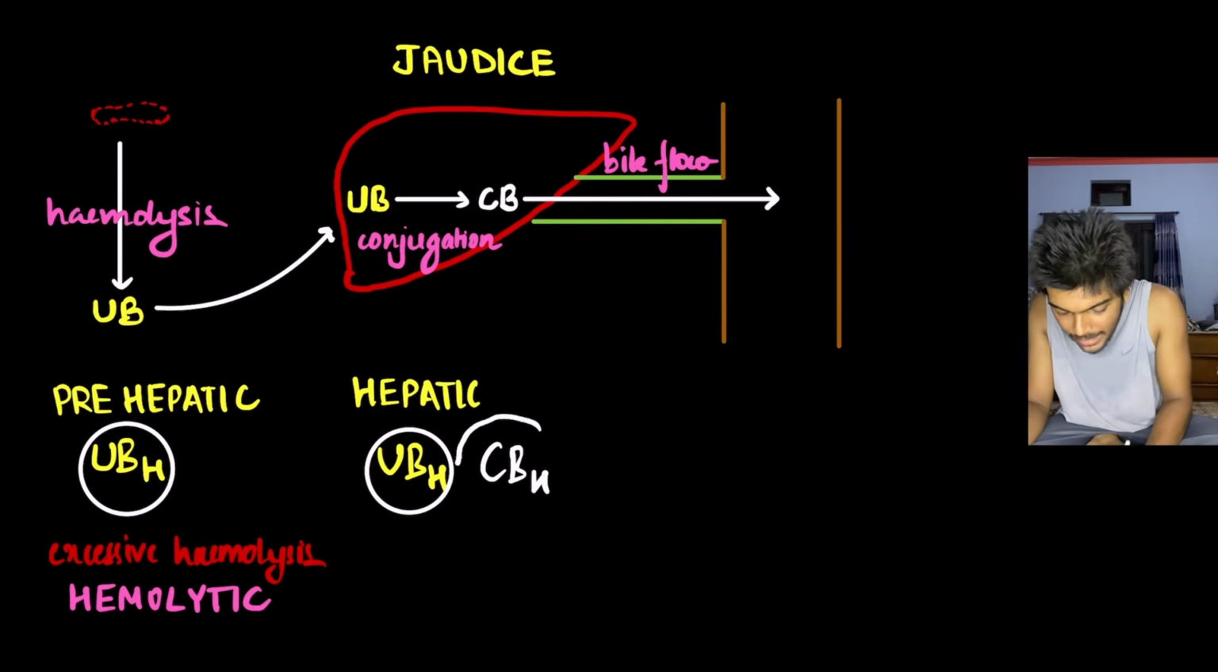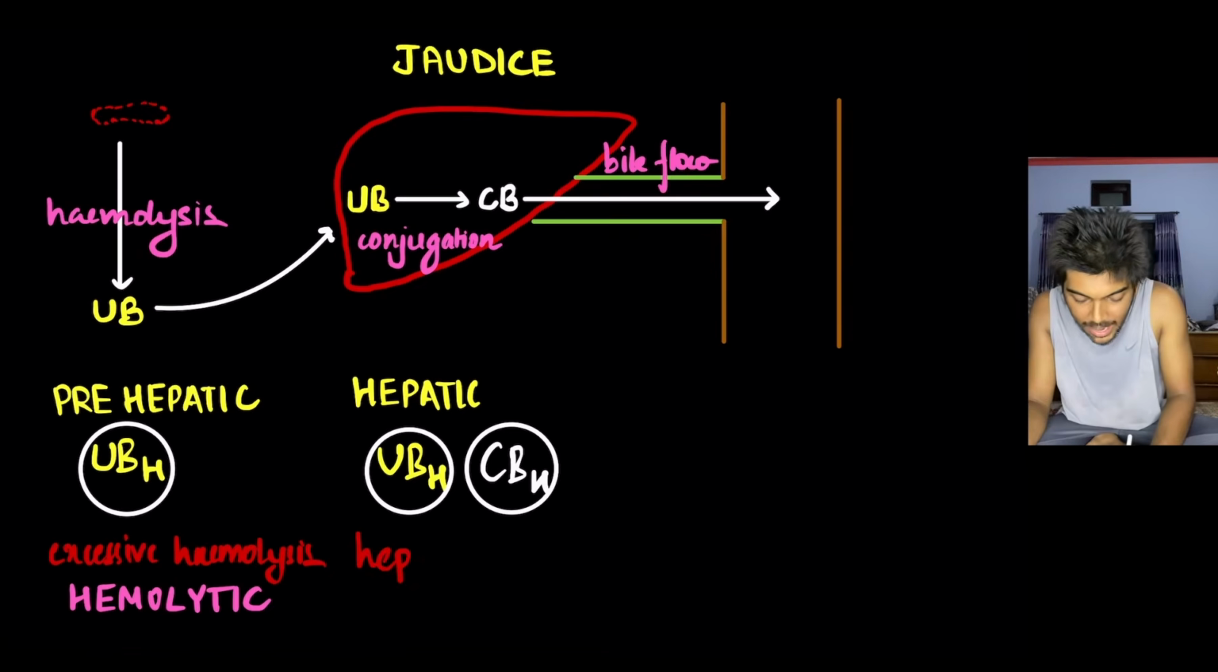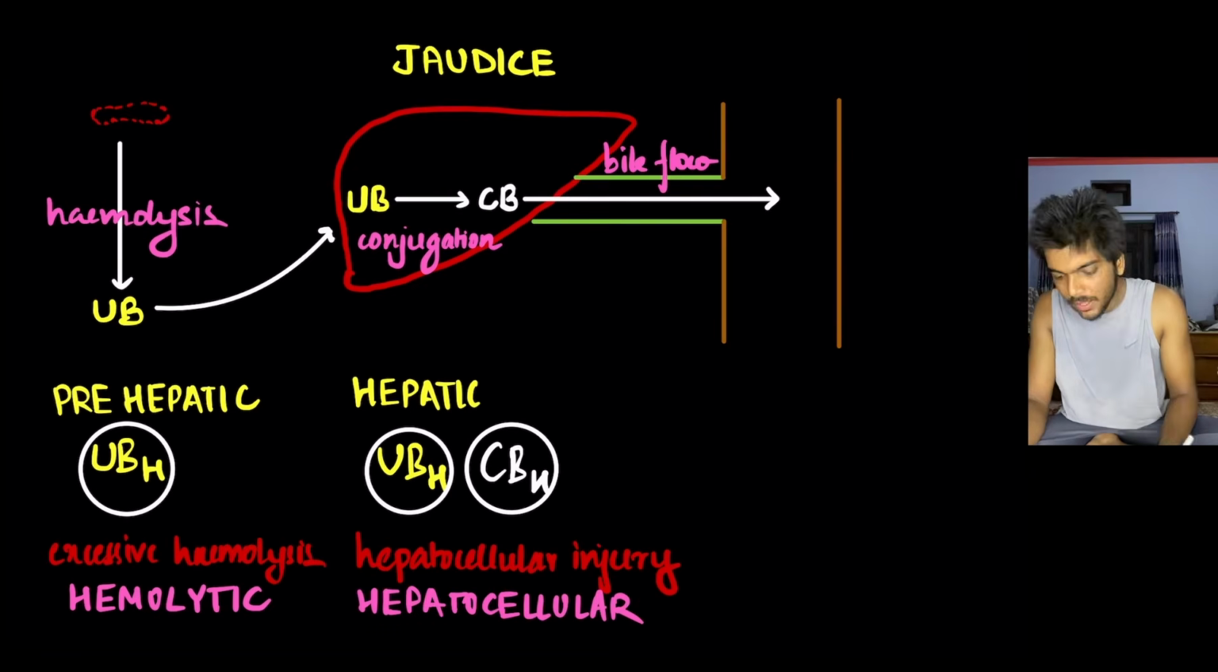So in hepatic jaundice, both unconjugated and conjugated hyperbilirubinemia are seen, and the cause behind it is hepatocellular injury due to hepatitis or cirrhosis. So it is also referred to as hepatocellular jaundice. All right. The third type of jaundice is due to pathology after the liver.